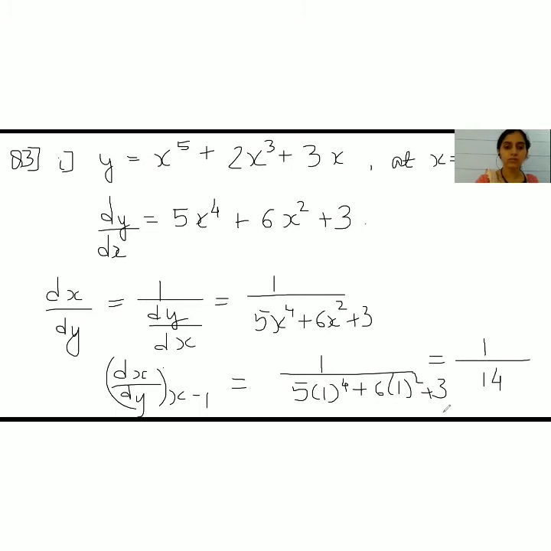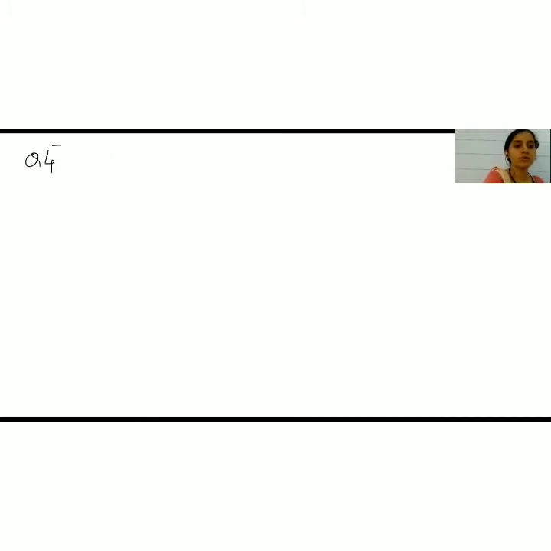Let us go to next question, question 4. So question 4 says f of x is given to you. So what is f of x? Let's write that. Question 4, we have f of x equal to x cube plus x minus 2.